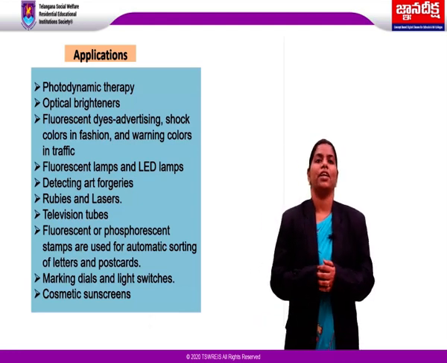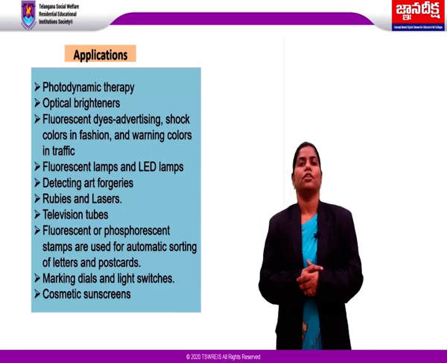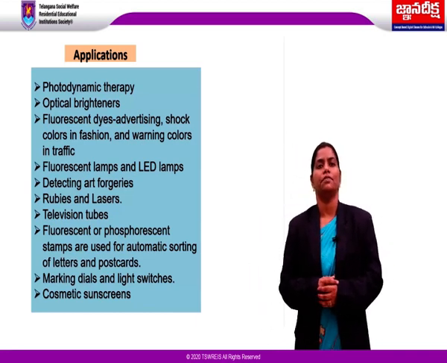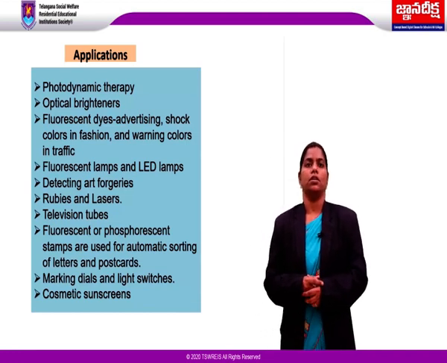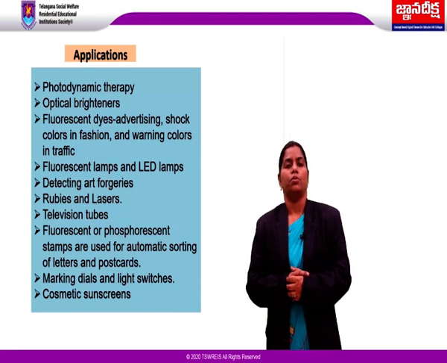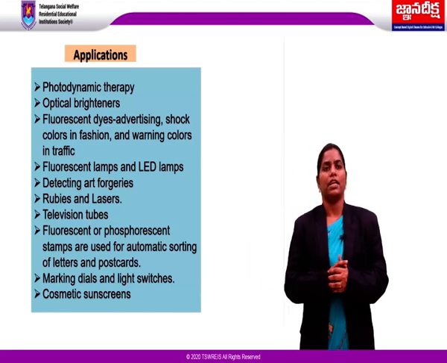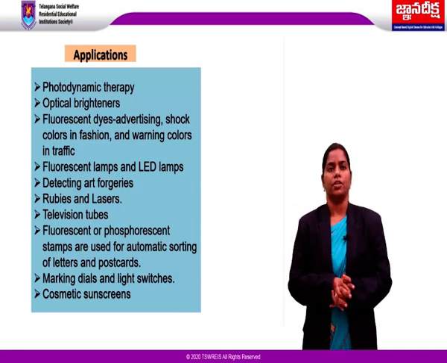The next important application of photochemistry is that fluorescent and phosphorescent stamps are used for automatic sorting of letters and postcards. Next one is making dials and light switches in watches. Since then, glow in the dark has found various applications.